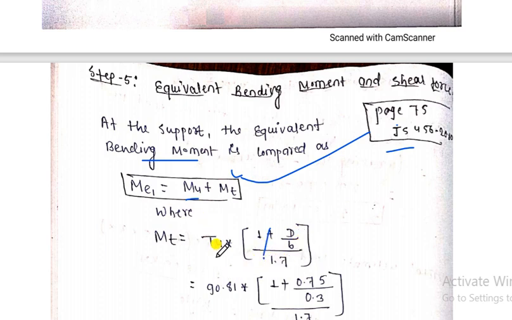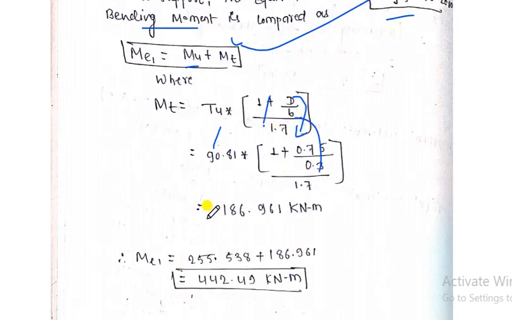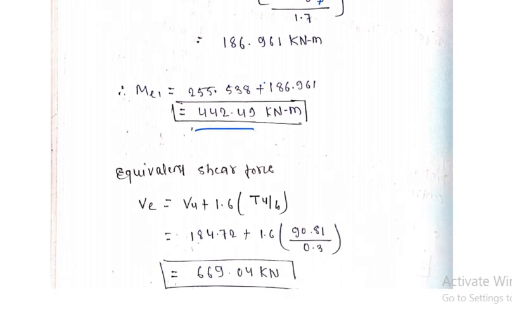Here TU we have already calculated from the above equations, right? Here D is nothing but the overall depth, 750, so 0.75. B is the width, so 0.3 we have taken as the width, and 1.7. If you do the calculation, you will get 186.961 kilonewton meters. As you know, ME1 equal to MU plus MT. MU we have already calculated in the above equations, that is 255.538, plus MT, which is 186.96. So ultimately you will get 442.49 kilonewton meter.